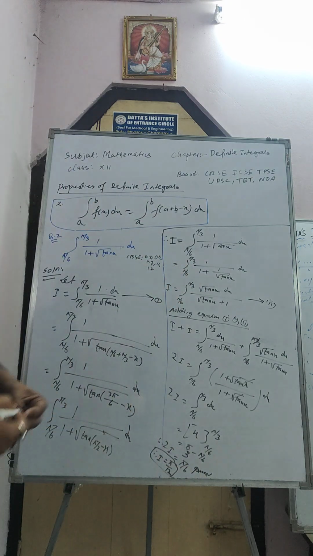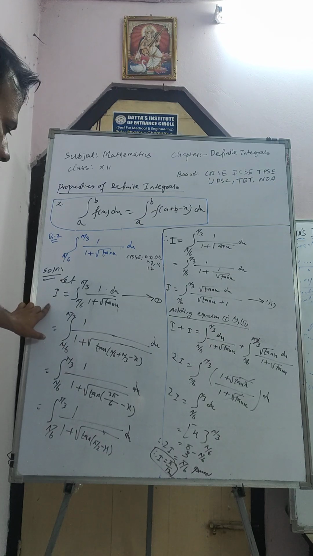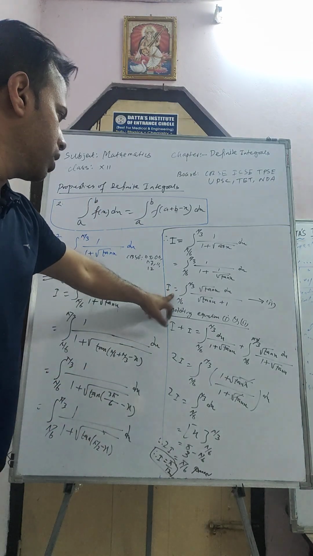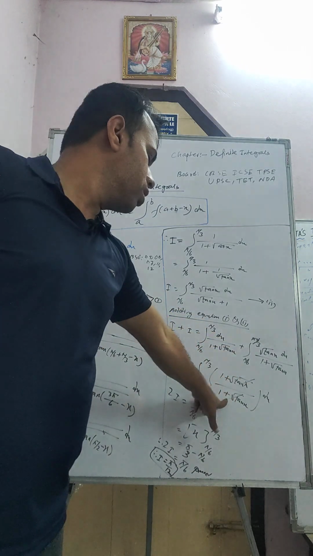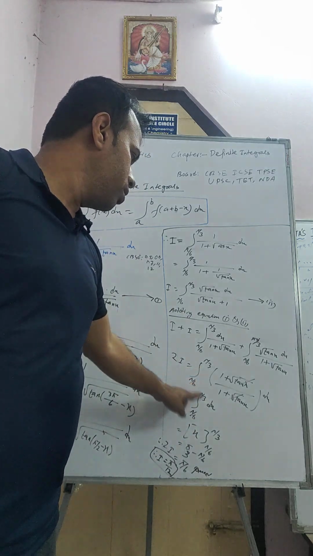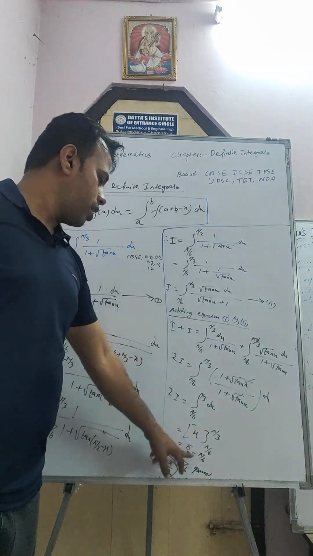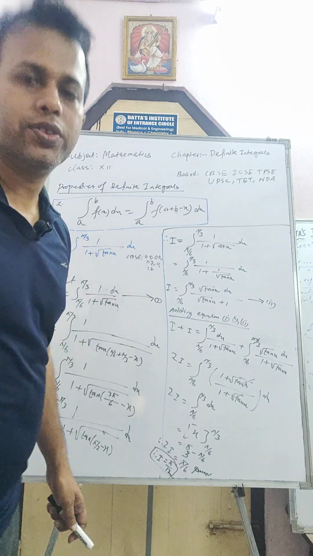Okay, so let me explain again. I take the first one as I, and after that I use these properties. After simplification, equation 2 comes. Now I add equation 1 and equation 2, and after simplification this one will cancel out. The integral with limits pi by 6 to pi by 3 of dx remains. After that the integration of dx is x, and after simplification pi by 12 becomes the final answer.